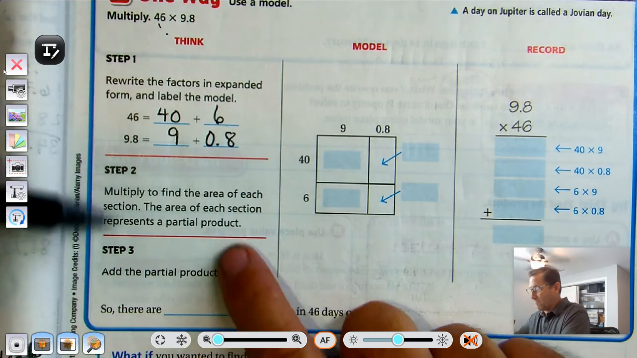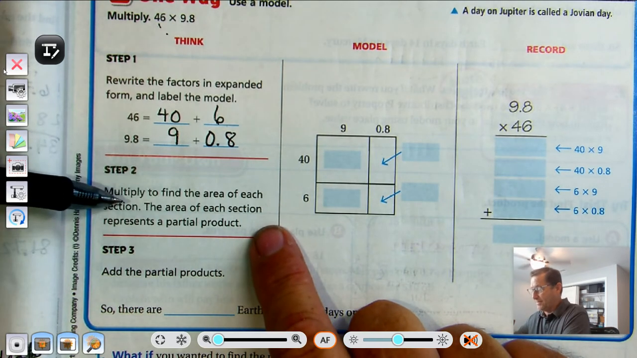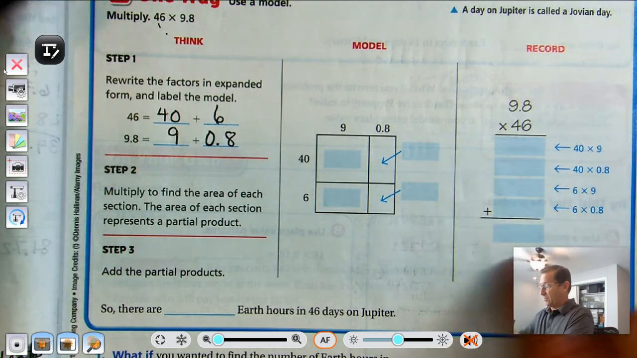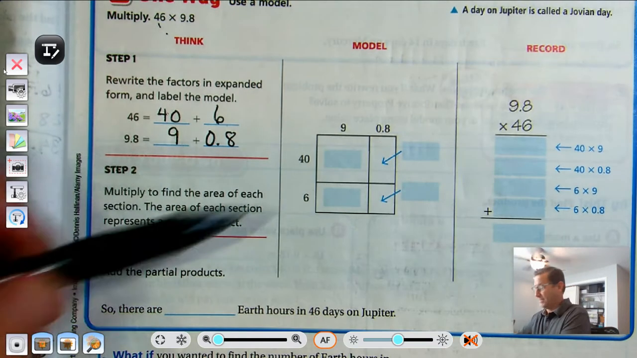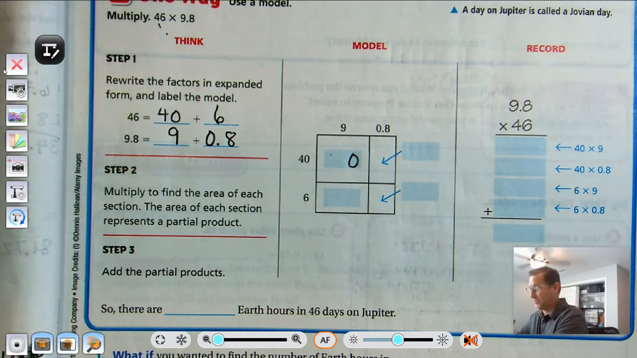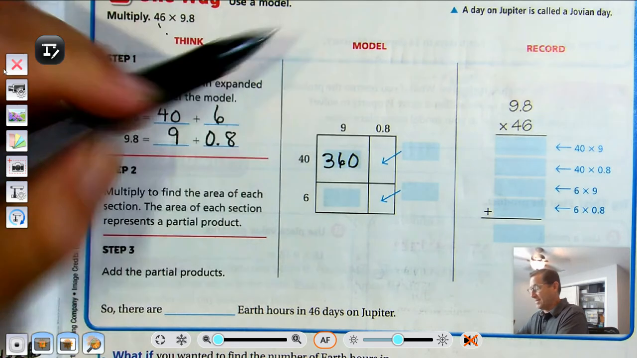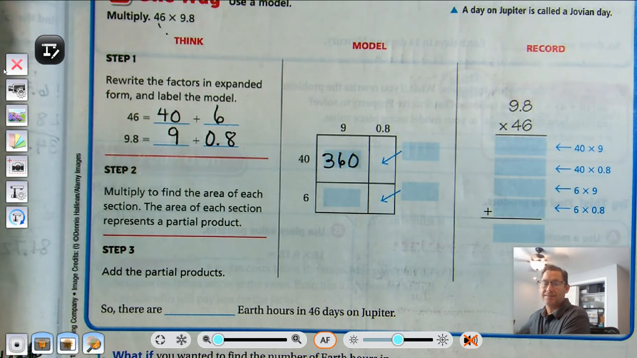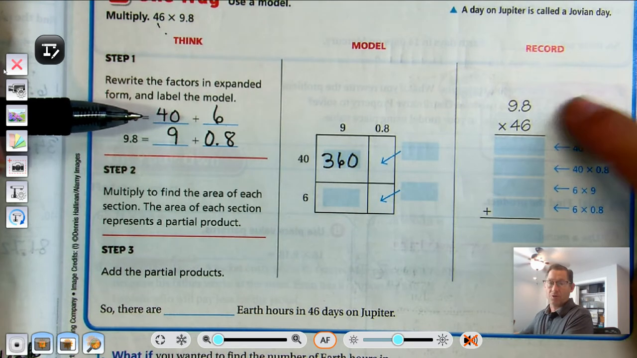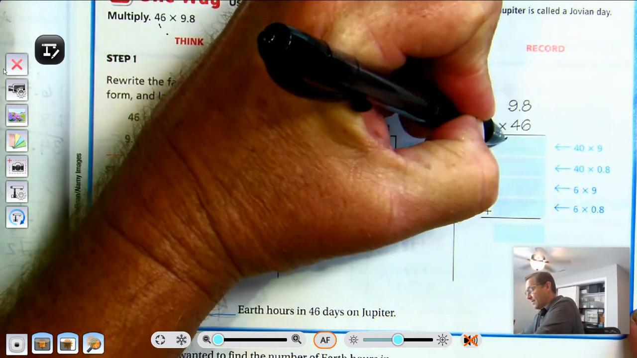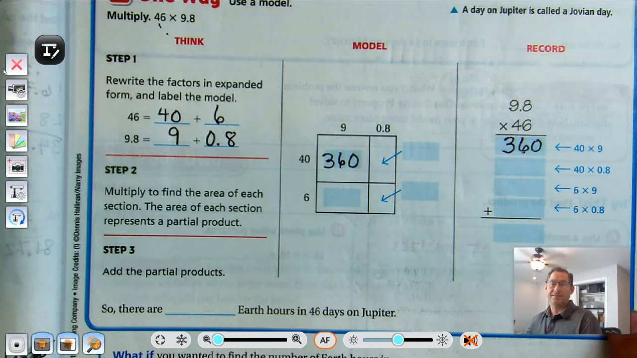Okay, now multiply to find the area of each section. The area of each section represents a partial product over here. So 40 times 9 is this first square. Well, 9 times nothing is 0, and 9 times 4 is 36. So remember, this is like saying 9 times 4 tens. 9 times 4 tens is 36 tens. 36 tens is the same as 360. So if we were multiplying using partial products, we could say 9 times 40, and that would give us 360.